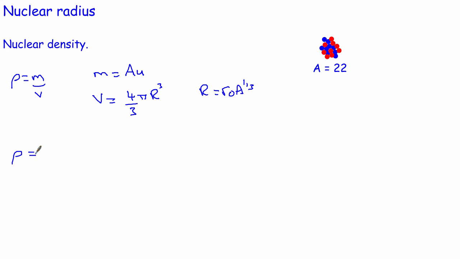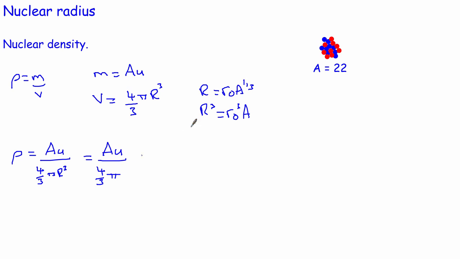So if I substitute everything in, I get density is mass, which is Au, over volume, which is 4/3 pi r cubed. But r cubed is R0 cubed, and then I've got A to the third cubed, which is just A. So if I substitute that in, I get Au over 4/3 pi R0 cubed A. Now I've got an A on the top and an A on the bottom, so I can cancel those out, and so I end up with my density being equal to u over 4/3 pi R0 cubed. And if you want to, you can make it look a little bit neater. I'm dividing by a fraction, so that's the same as multiplying by 1 over the fraction, so I get 3u over 4 pi R0 cubed.